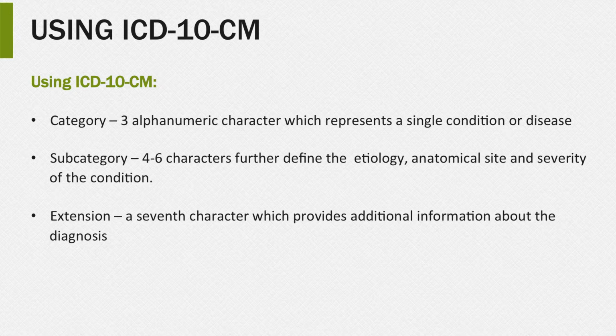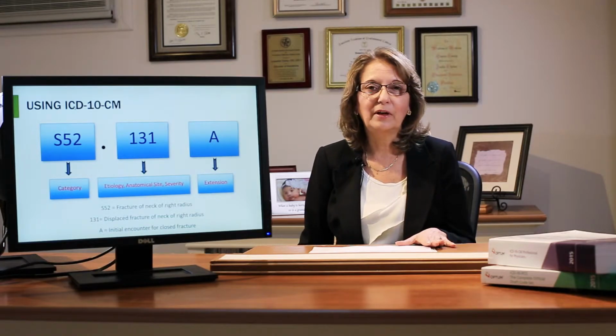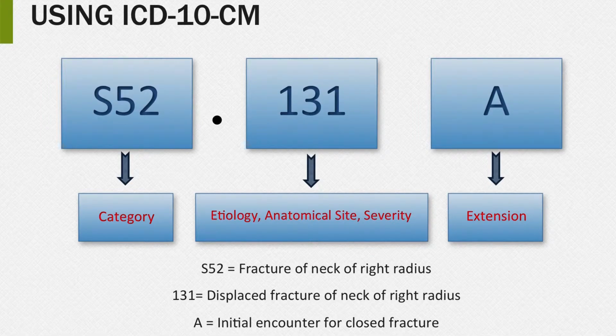As with ICD-9, we still have 3-digit categories, and in ICD-10, we also have some valid 3-digit codes. Subcategories are 4 to 6 characters and describe further the etiology, anatomical site, and the severity of the condition. The 7th character extension will provide additional information about the diagnosis. And here we can see an example of how the code is broken down.